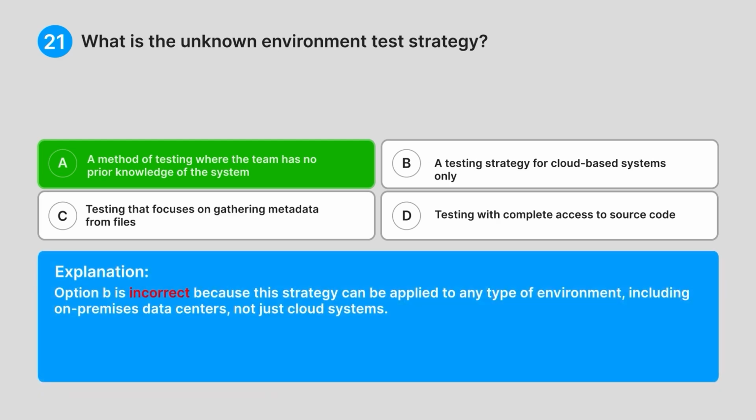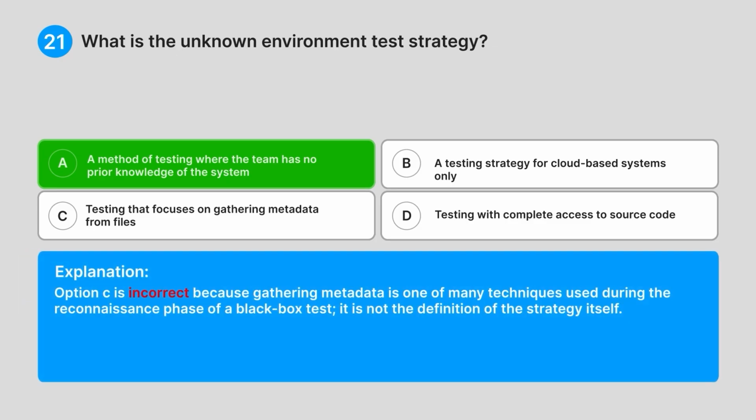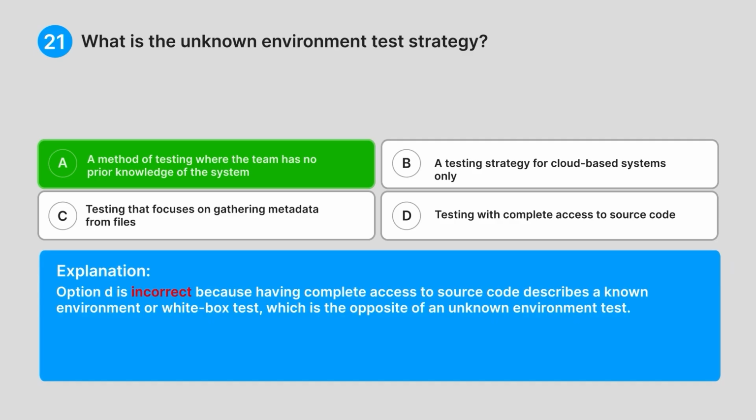Option B is incorrect because this strategy can be applied to any type of environment, including on-premises data centers, not just cloud systems. Option C is incorrect because gathering metadata is one of many techniques used during the reconnaissance phase of a black box test. It is not the definition of the strategy itself. Option D is incorrect because having complete access to source code describes a known environment or white box test, which is the opposite of an unknown environment test.